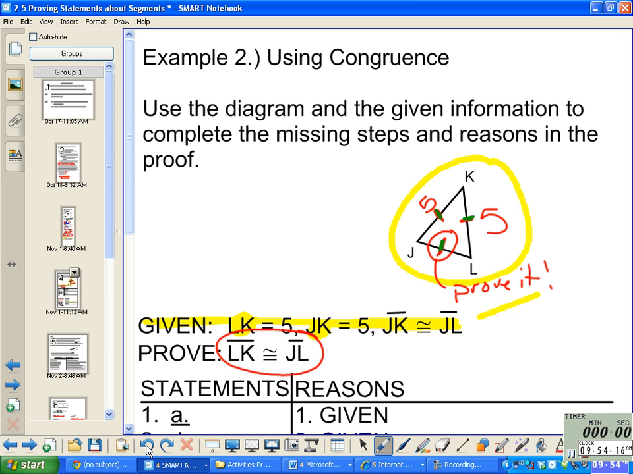Because basically it looks like JK is equal to LK, which is also equal to JL. And I say, oh my goodness, that sounds to me like the transitive property of equality, where the first segment is equal to the second, which is equal to the third, therefore meaning that the first is also equal to the third.